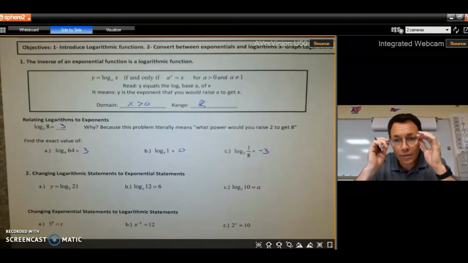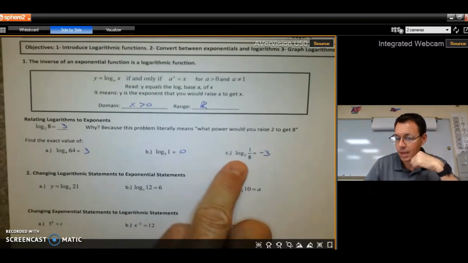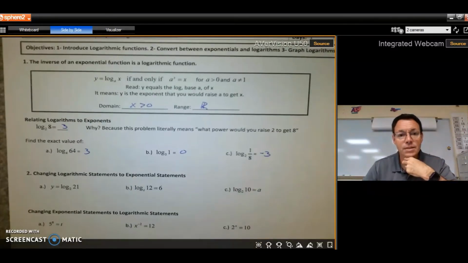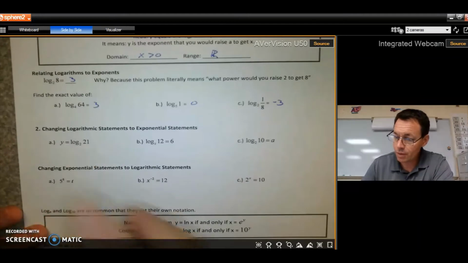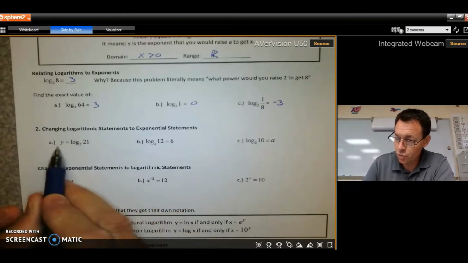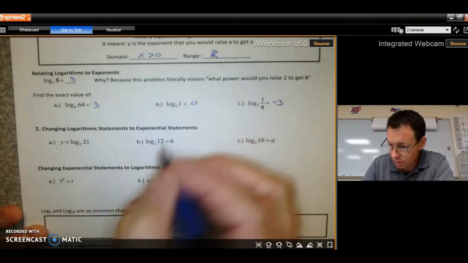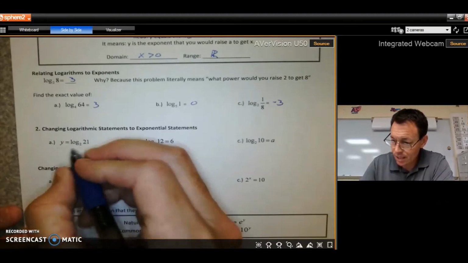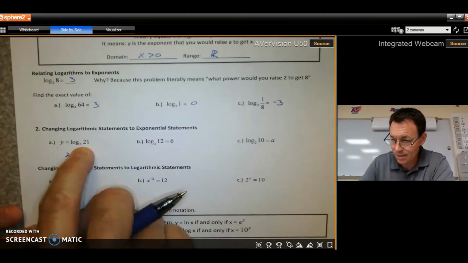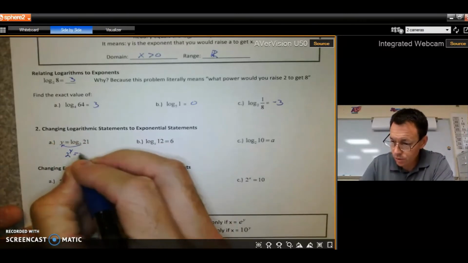Every time I do these, I'm rewriting the logarithm as an exponential. And that's something you need to learn how to do. You can rewrite logarithms as exponentials, and you can rewrite exponentials as logarithms. So what I'm doing in my head is, this is an equation: y equals log base 2 of 21. As an exponential, it would be 2 to this power equals this answer: 2, which is my base, to the y power equals 21.